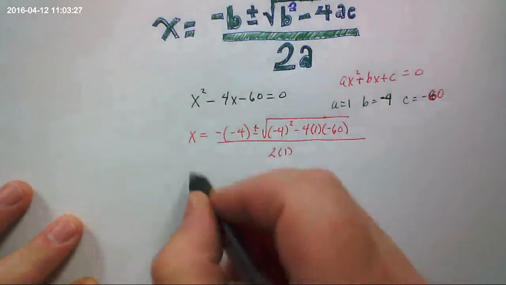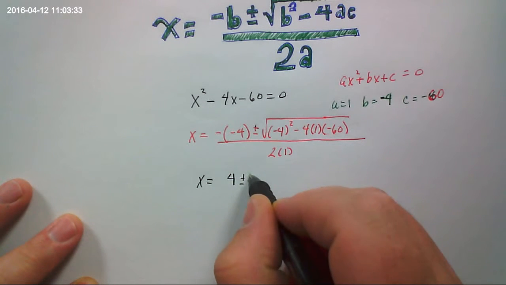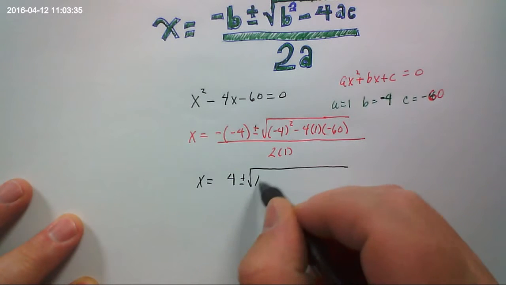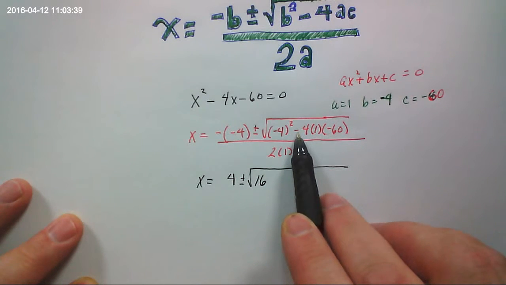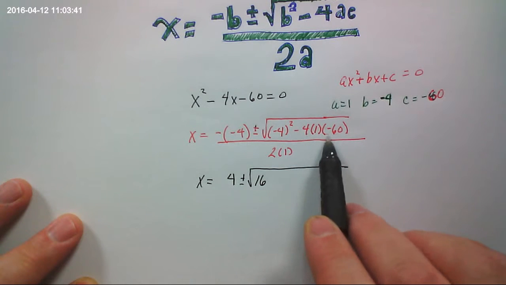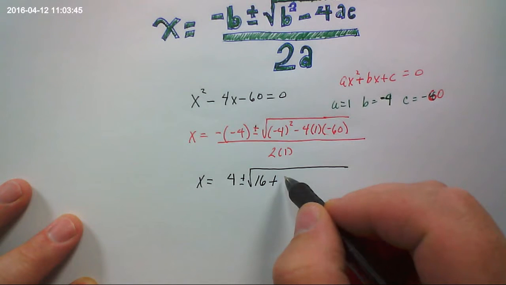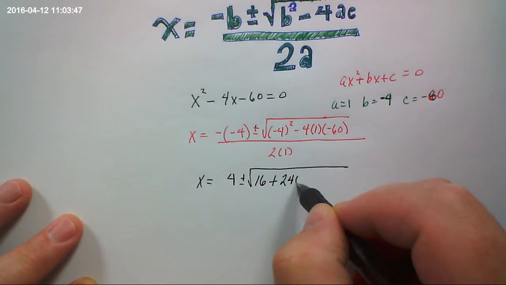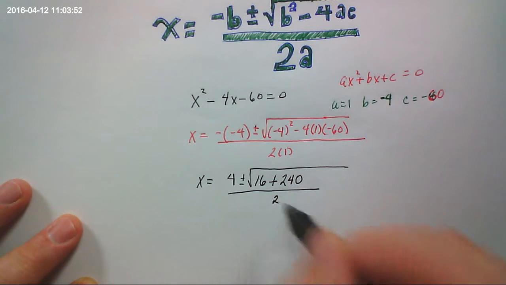Minus negative 4 is 4. Plus or minus the square root of 16. Now look, it's 4 times negative 60, and negative 4 times negative 60 is going to become positive. Yep, 240. All of it divided by 2.